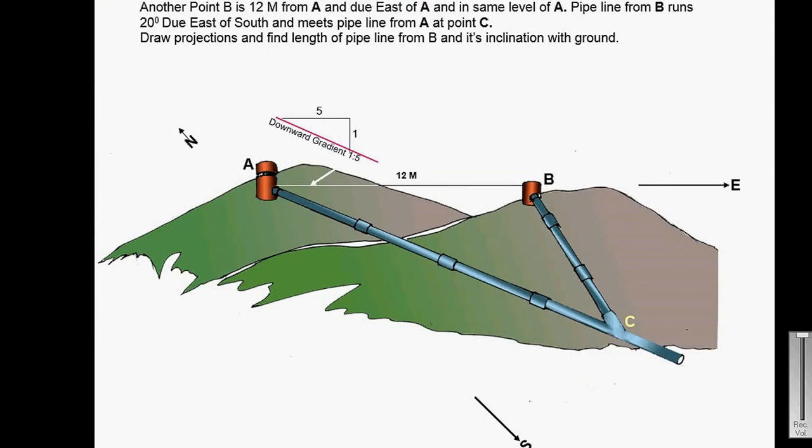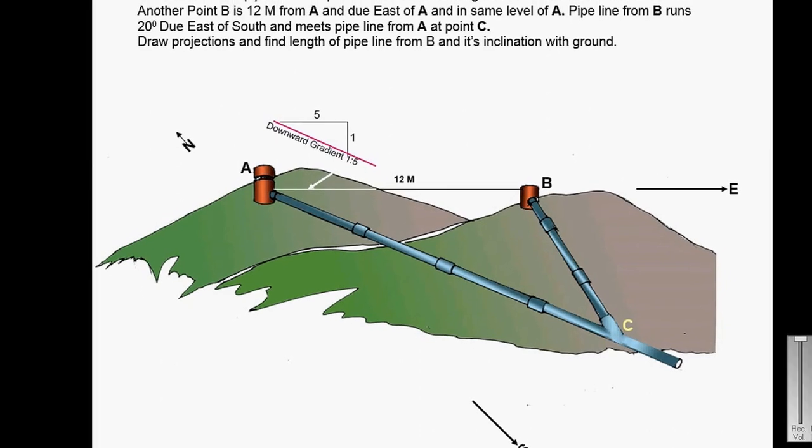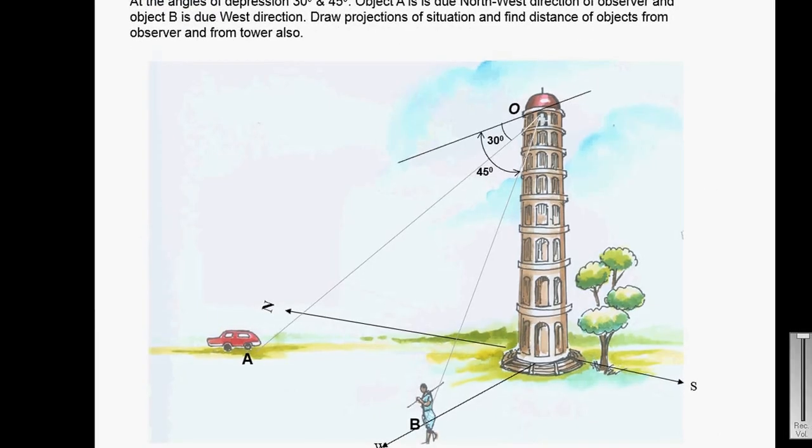And the next, another application problem. A pipeline from point A has a downward gradient 1:5 and it runs due south-east. Another point B is 12 meter from A, due east of A and at the same level as A. The pipeline from B runs 20 degrees east of south and meets the pipeline from A at point C. Draw projections and find the length of the pipeline from B and its inclination with the ground.